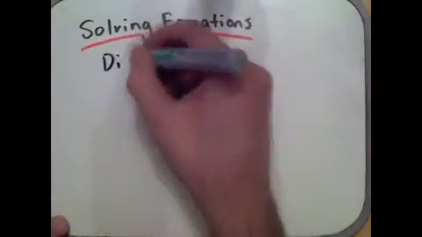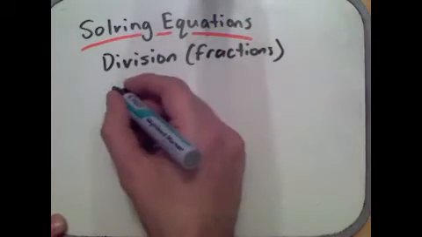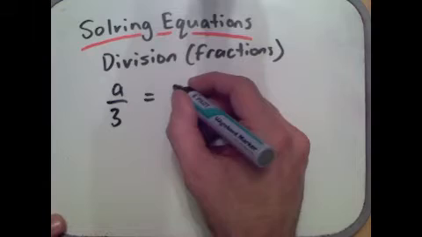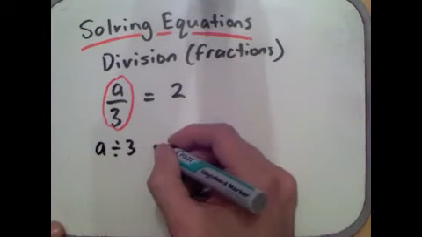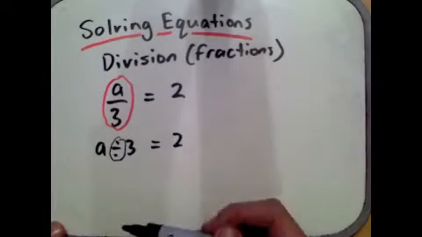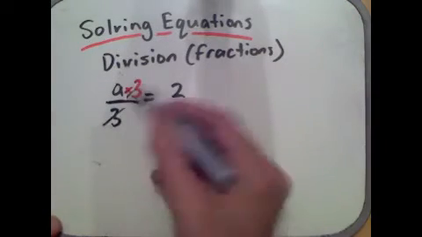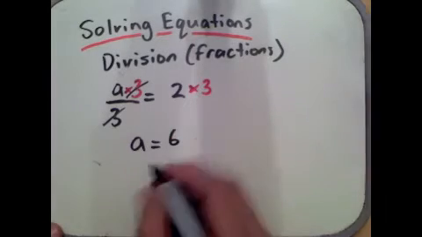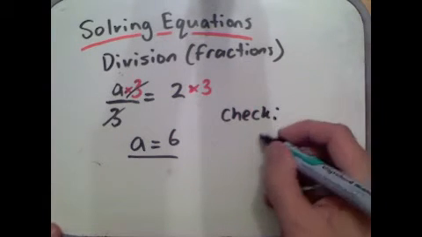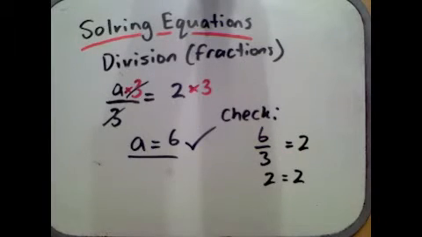Alright, let's look at division, or what we call fractions in algebra. With division, we need to be good with fractions. So let's look at a divided by 3 is equal to 2. We're dividing by 3, so again, what's the opposite to divide by 3? That's right, it's multiply. If we multiplied both sides by 3, we'd get times 3 on top there. That means 3 divided by 3 becomes 1, and there we have our 1a. What we do to one side, we do to the other, we get 6. Now we can check. Is 6 divided by 3 equal to 2? Yes. 2 equals 2, therefore we're correct.